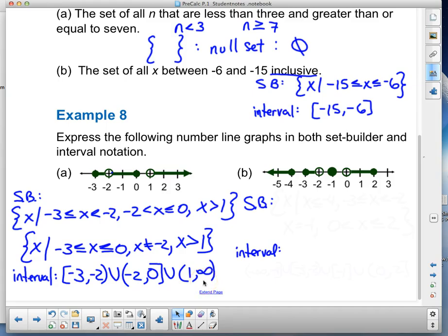Now it's your turn. Give it a try for B. Turn me off and give it a try and then check my answers.